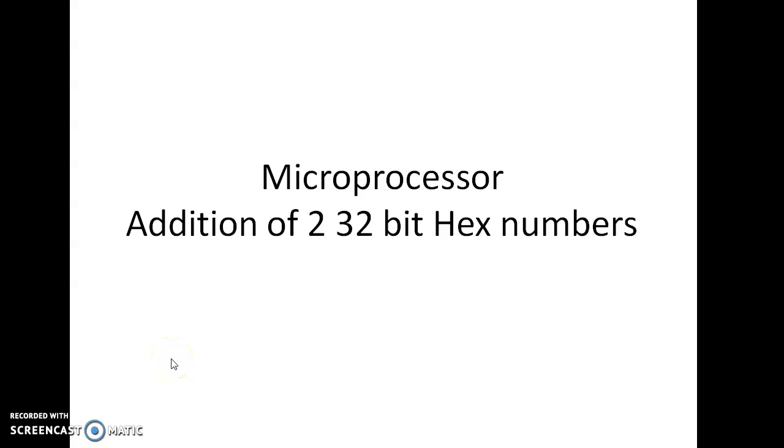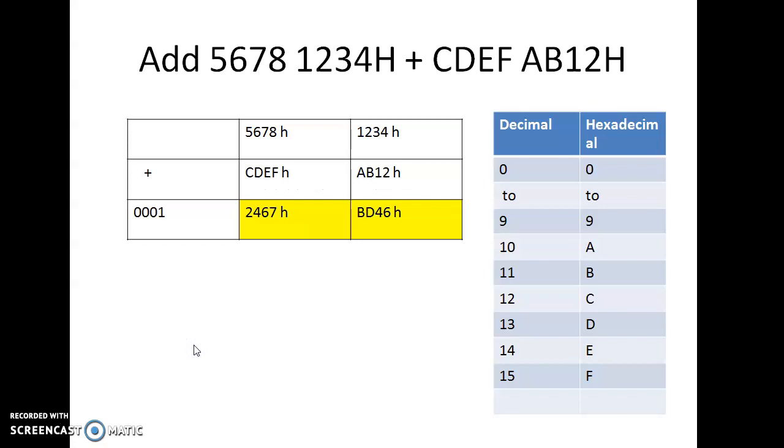Students, welcome back. In this section we are going to discuss addition of two 32-bit hexadecimal numbers using the 8086 microprocessor. You might have learned the concept in theory classes also. Now we'll briefly see how to add two hexadecimal numbers, then how to write the program, and then how to execute and see the output of 32-bit addition.